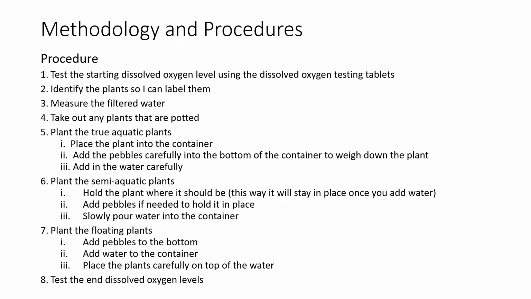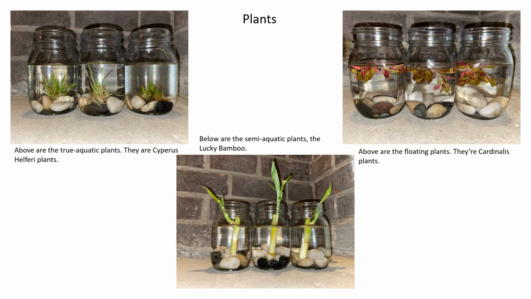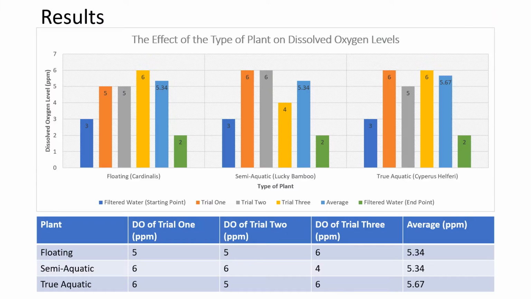My control group was the filtered water because it allowed me to see the result of the different plants compared to what happened without the plants. The steps that I went through are listed on this slide. Here you can see the plants once I'd set up my experiment. The image on the far left are Cardinalis plants, the middle ones are Lucky Bamboo, and on the right is a Cyperus helferi. Results. My experiment proved my hypothesis right.